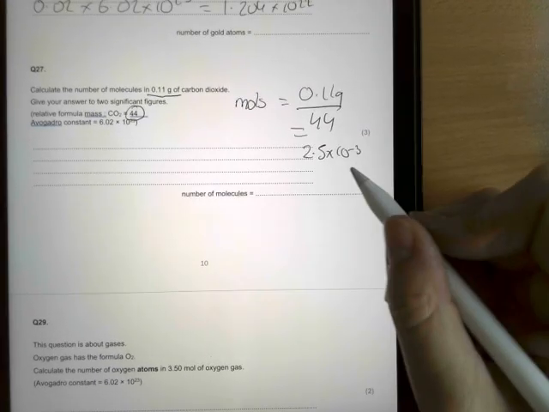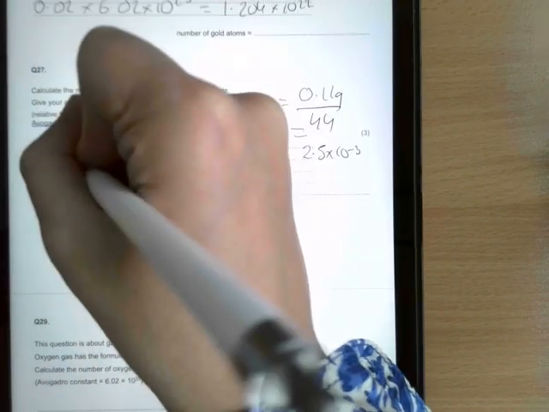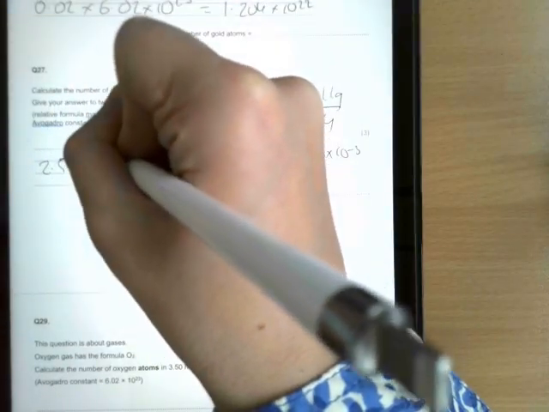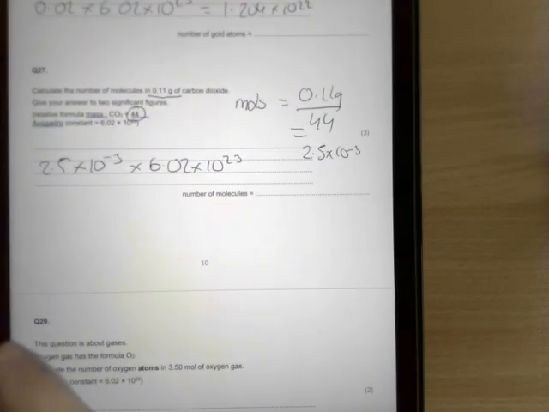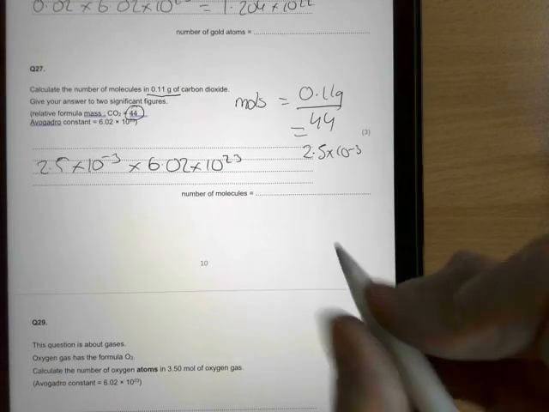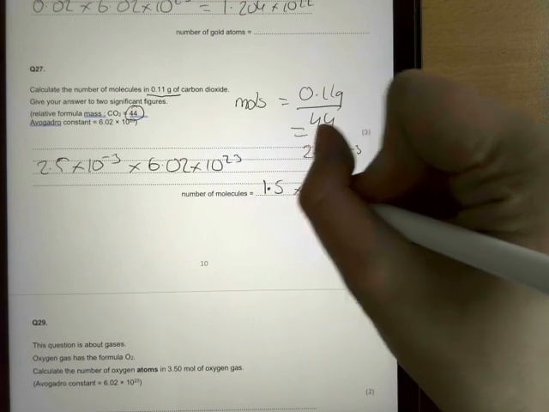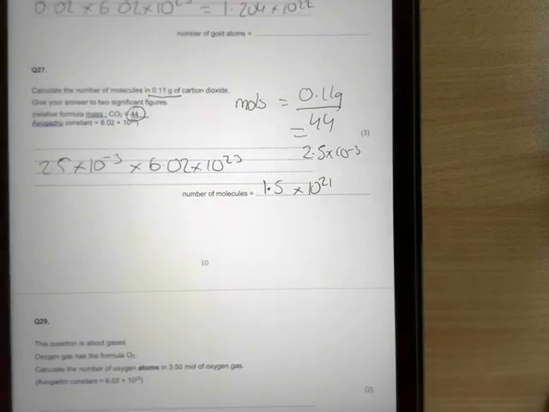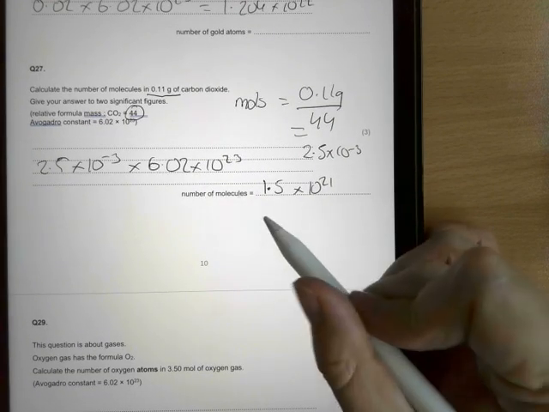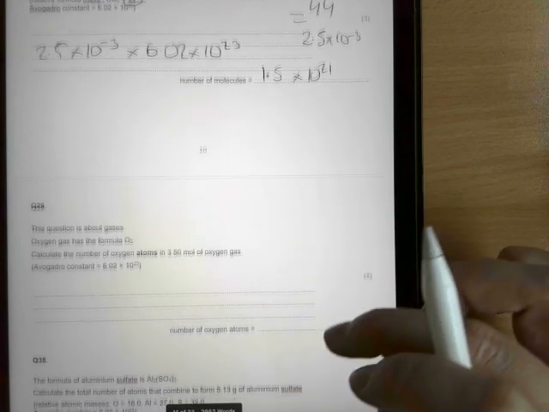Now I know how many moles I have, and then it's the number of moles times by that number. Alright, so that's what you're always doing. Number of moles times by that number, by 6.02 by 10 to the 23. And the reason this is worth 3 marks is you're told to give your answer to 2 significant figures. So you need to shorten it on your calculator to the following: 1.5 by 10 to the 21. So they're my 2 significant figures, the 1 and the 5 by 10 to the 21.